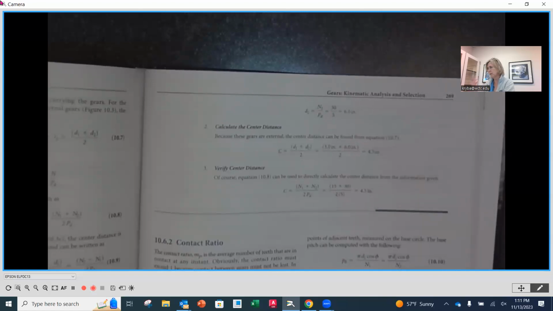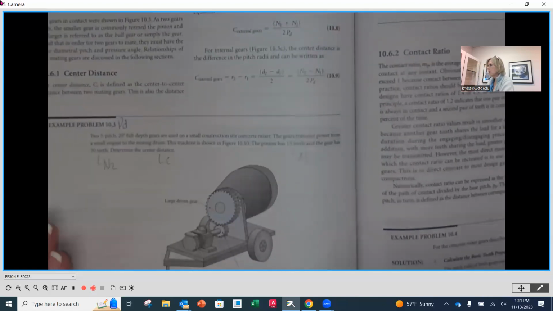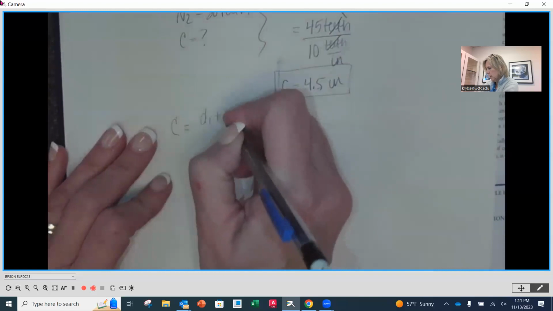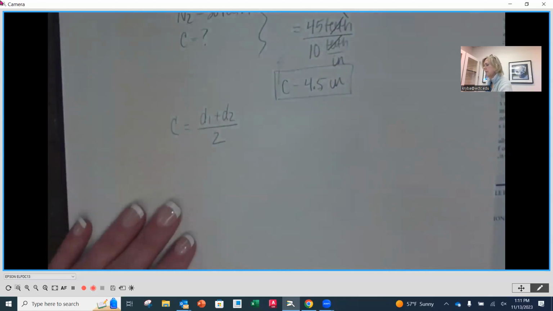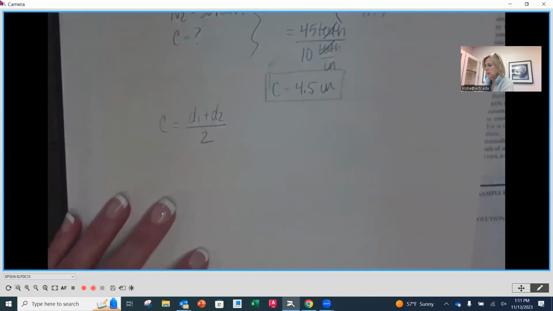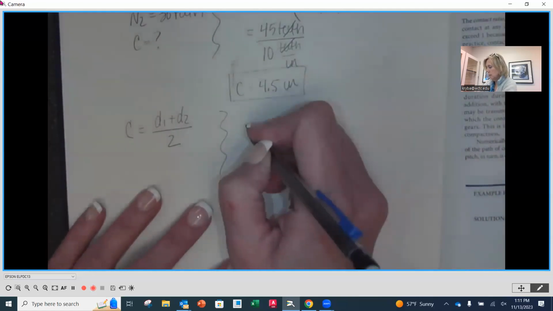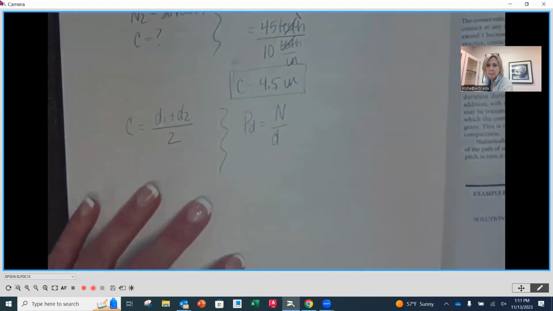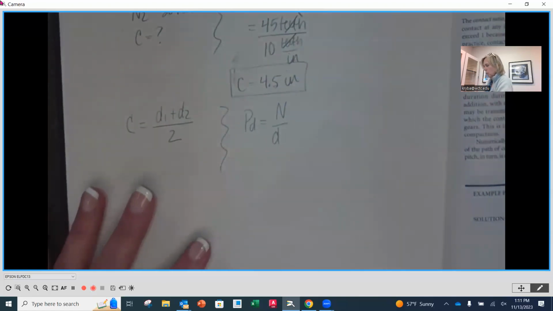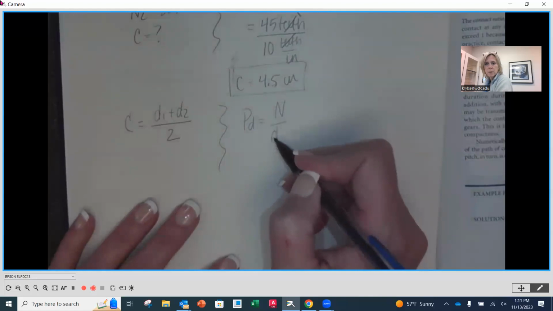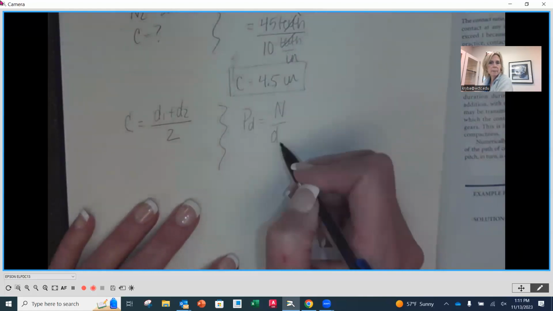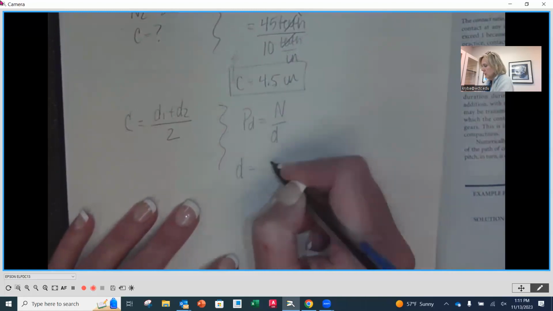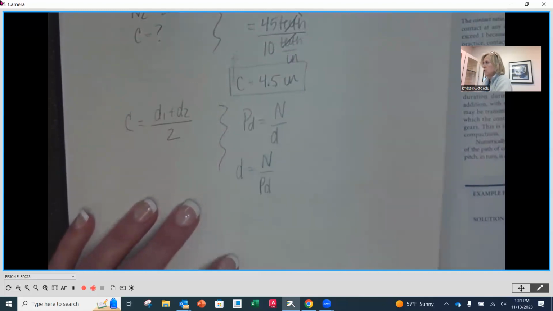So let's go ahead and do that because we've got the numbers here. Why not? To do that approach, we need C equal to D1 plus D2 divided by 2. So I've got to calculate my D1 and my D2 using our relationship of the diametral pitch equal to the number of teeth divided by pitch diameter. This time we're going to solve for that pitch diameter. So we're going to multiply it on both sides, and then divide by the diametral pitch on both sides. So it's kind of like we flip these two, algebraically. So we're going to have D equal to the number of teeth divided by the diametral pitch.